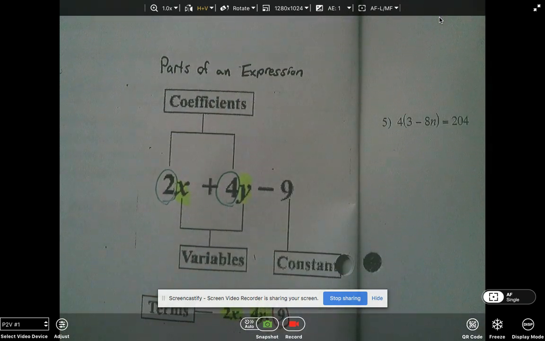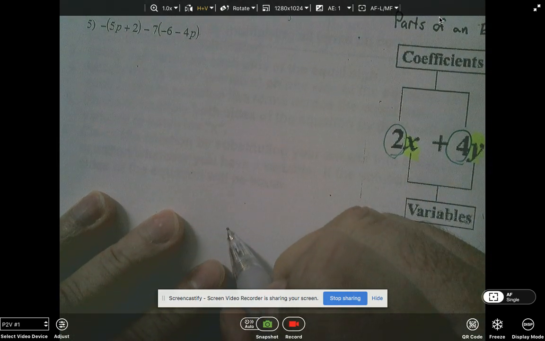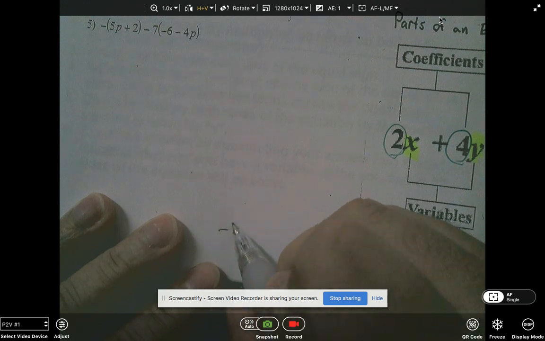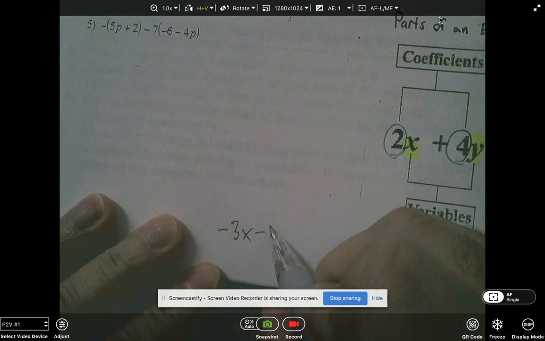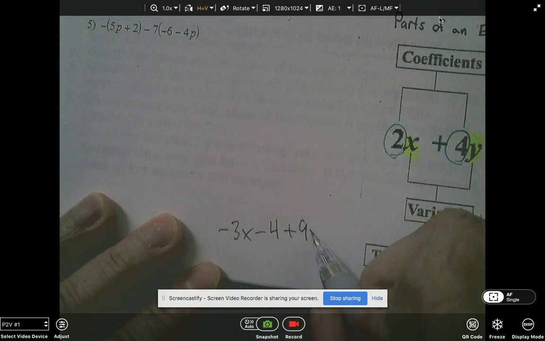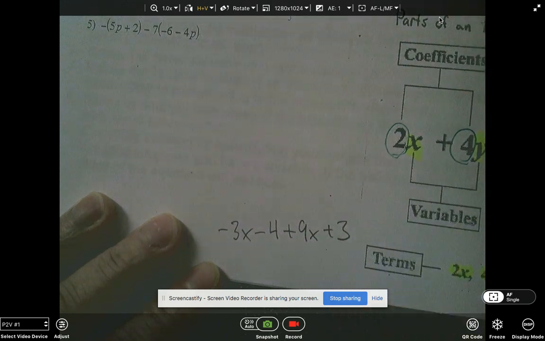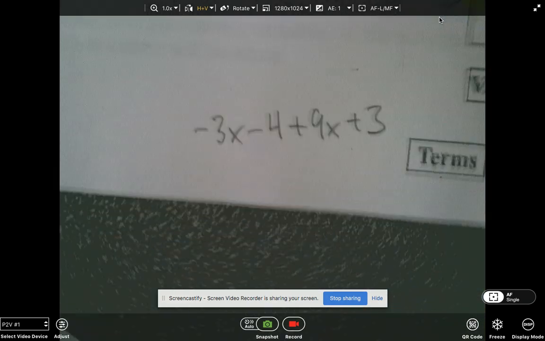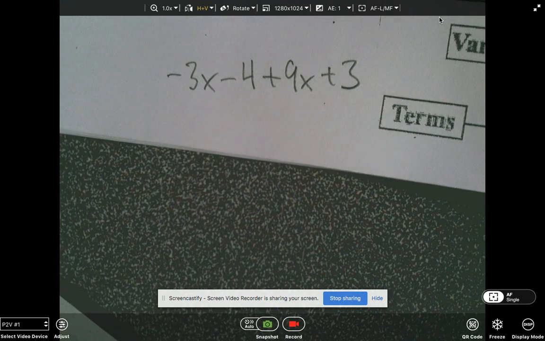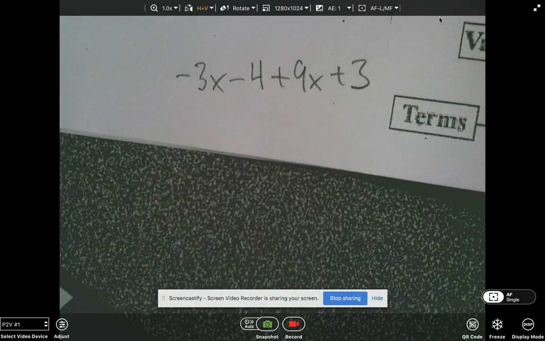So really quickly, just so we have some practice here, if I wrote this expression down at the bottom, copy this down, let's do negative 3x minus 4 plus 9x plus 3. Raise your hand. Could you tell me for a scoosh how many terms are in this expression? Yep, there's 4.